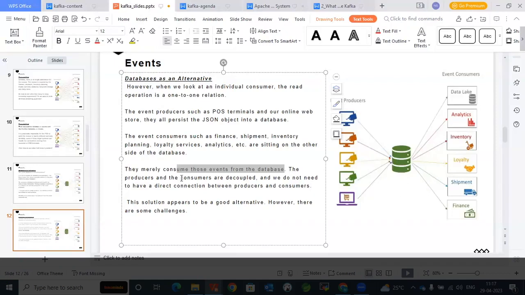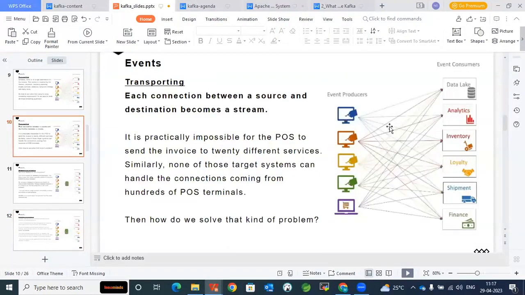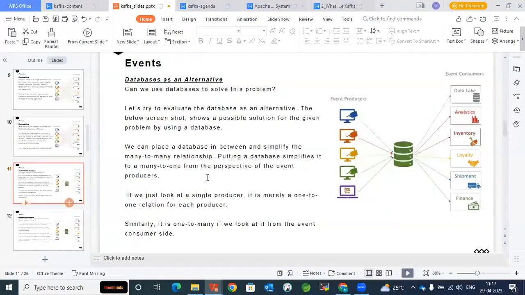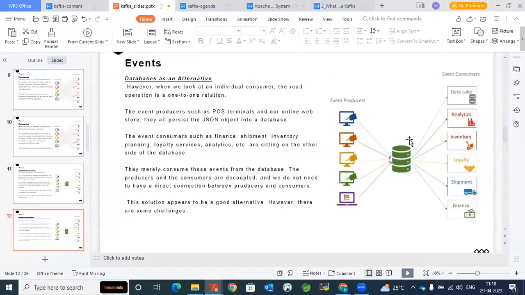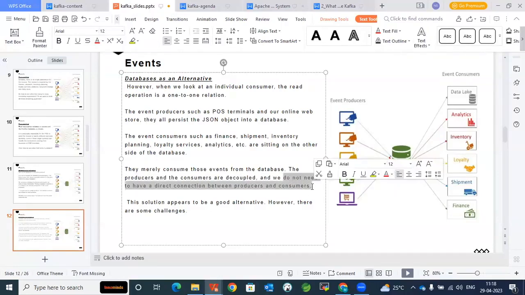So the producers and the consumers are now decoupled using this database. Earlier, the producers and consumers were directly connected together. We call it a stream, but there is a chance of having data losses. So if we place the database in the middle, then what happened? When the database is in the middle, this database decouples the consumers and the producers. And we do not have a direct connection between the producers and the consumers. So this solution appears to be a good alternative for the data loss problem we have discussed.